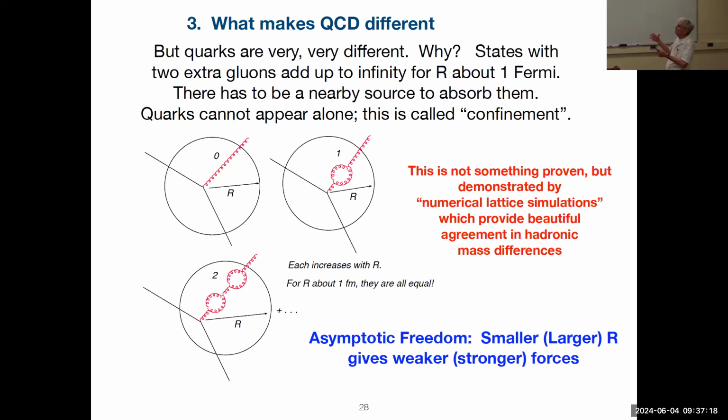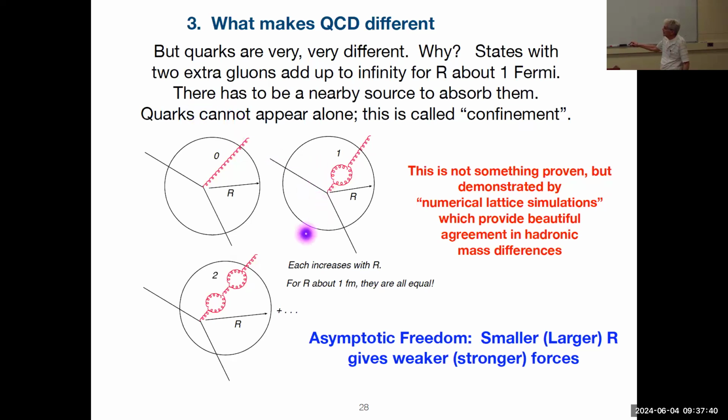However, why the states with 2 extra gluons? I said states with 2 extra gluons. By that, I meant states that look like this. Here's our lowest order thing. The R is not a particle. That's the radius of the sphere, just the same thing we were talking about there. So this is a gauge-dependent statement, but let me not dwell on that.